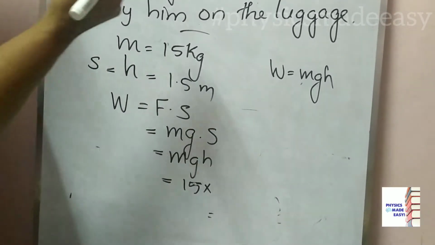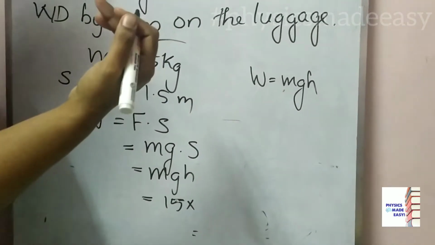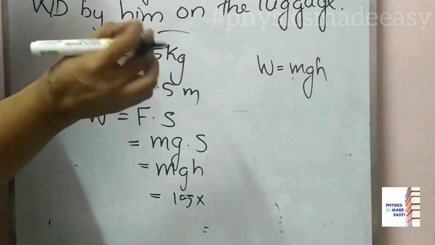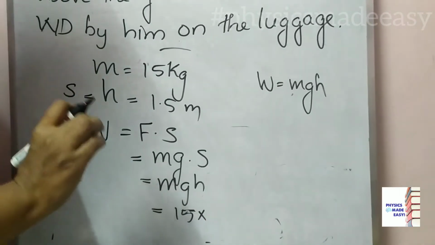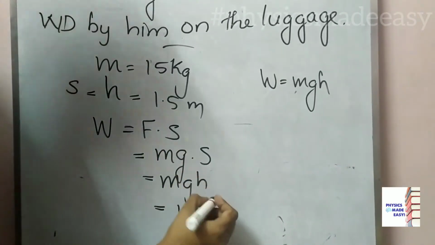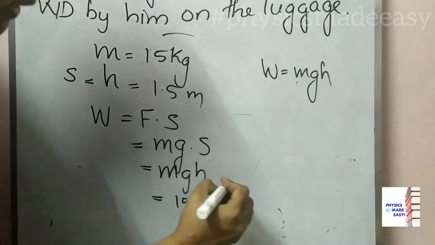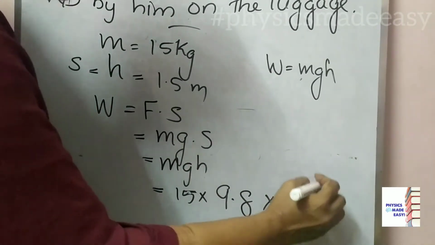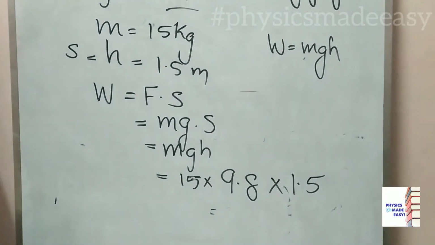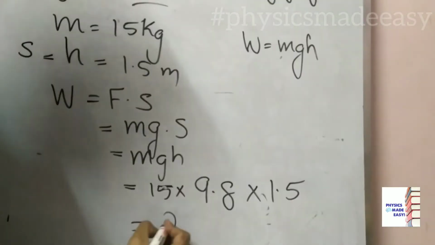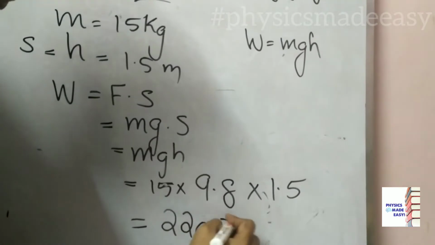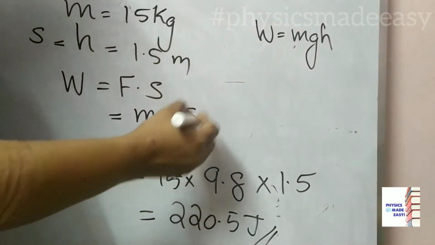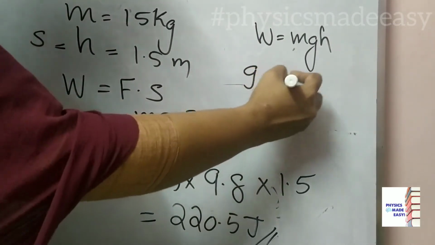15 into 9.8 or 10. Here we can take that as 10 or 9.8 meters per second square. If it is given as 10 meter per second square, you have to put the value 10 meter per second square there, or you can put that value 9.8 meter per second square, into height, that is equal to 1.5, is equal to 220.5 joule.